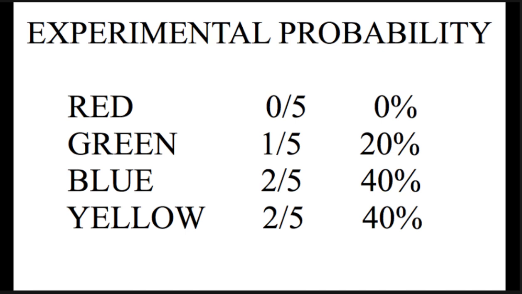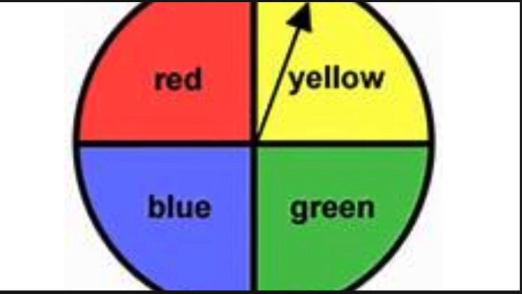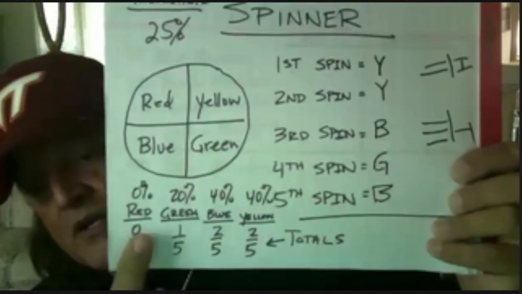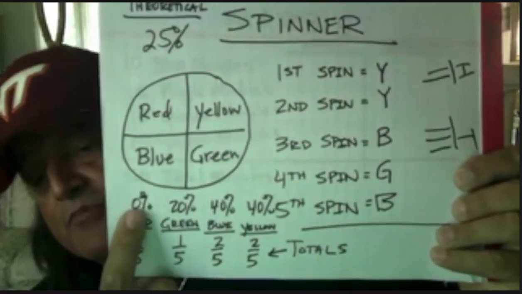So the totals here, how many times did it land on red? 0 out of 5 spins. On green, it was 1 out of 5 spins. Blue, it was 2 out of 5 spins. And yellow was 2 out of 5. So when we put these percentages together, we're going to say when we actually do the experiments, 0 out of 5 times it landed on red, so the experimental probability it landed on red was 0%.